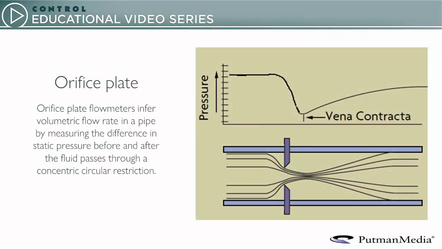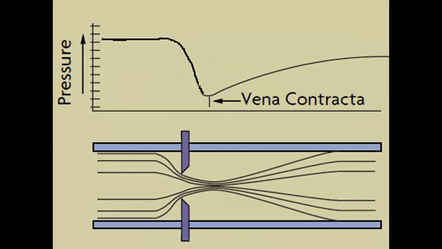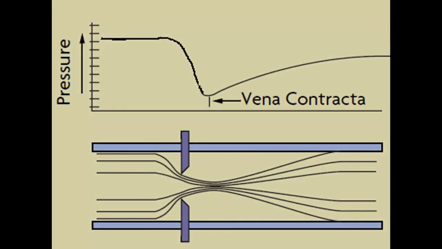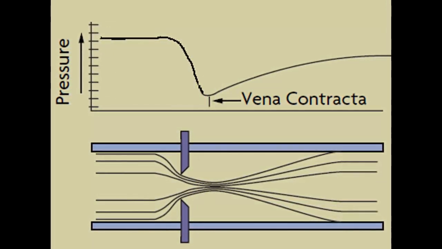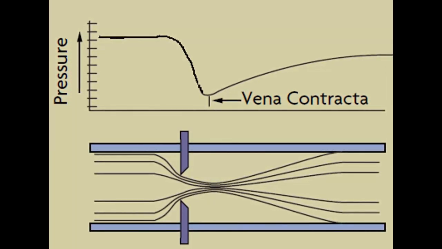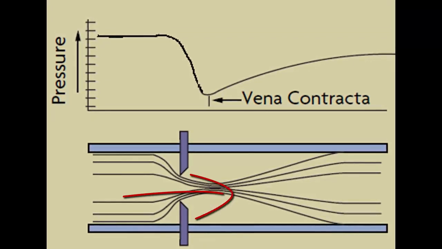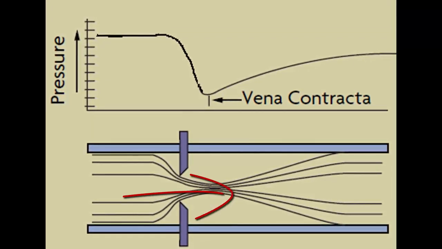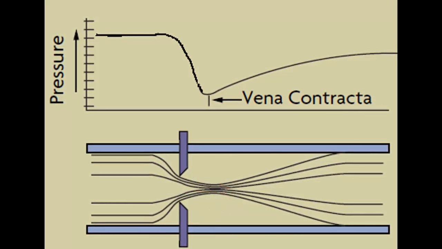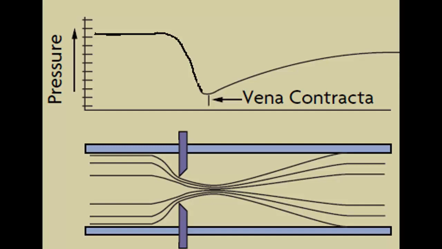Orifice plate flow meters infer volumetric flow rate by measuring the difference in pressure before and after the fluid passes through a restriction. The restrictions, called flow elements, come in a wide variety of configurations, each with specific application strengths and weaknesses. But by far the most common example is the orifice plate, where fluid passes through a precisely machined opening concentric with the inside pipe diameter.